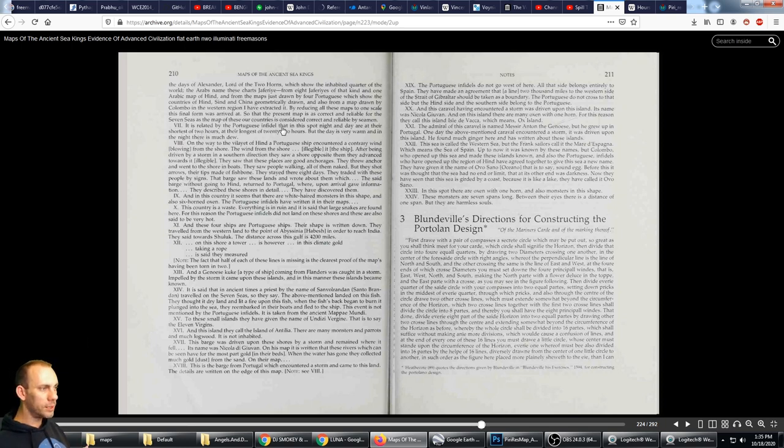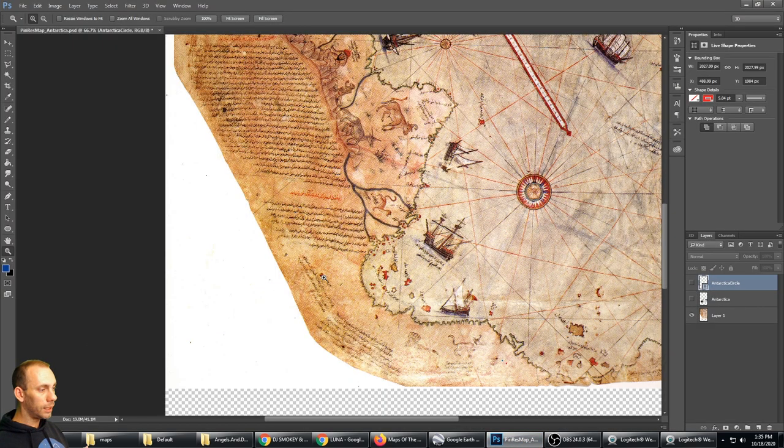And it's related by these that in this spot night and day are at their shortest of 2 hours and at their longest of 22 hours. But the day is very warm and the night there is much dew. So we know that at VII, the location of this, there are 2 hours of sunlight on the shortest day, and the longest day is 22 hours of sunlight. From that, we can determine the latitude of this location.